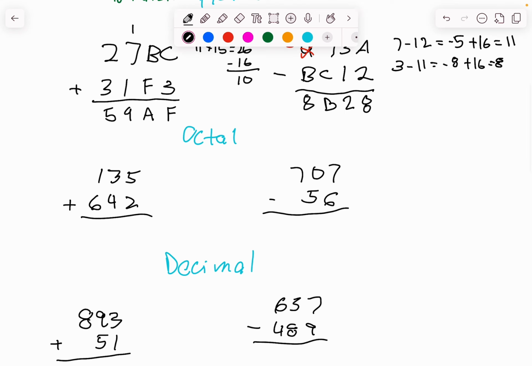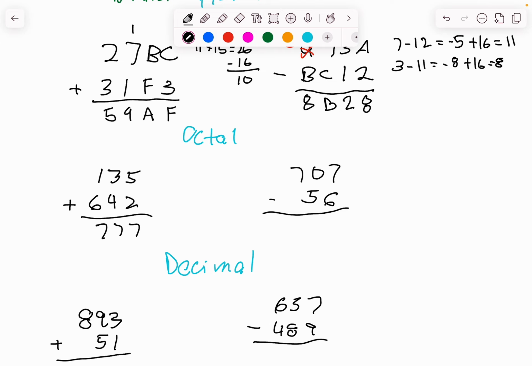Octal is pretty simple, but we do it a little bit differently. When we do adding, we make sure our numbers do not add over 8. So we have 5 plus 2, which is 7. 3 plus 4 is 7. And 1 plus 6 is 7. So it looks like we got lucky there with the 777. It's a good lucky day.